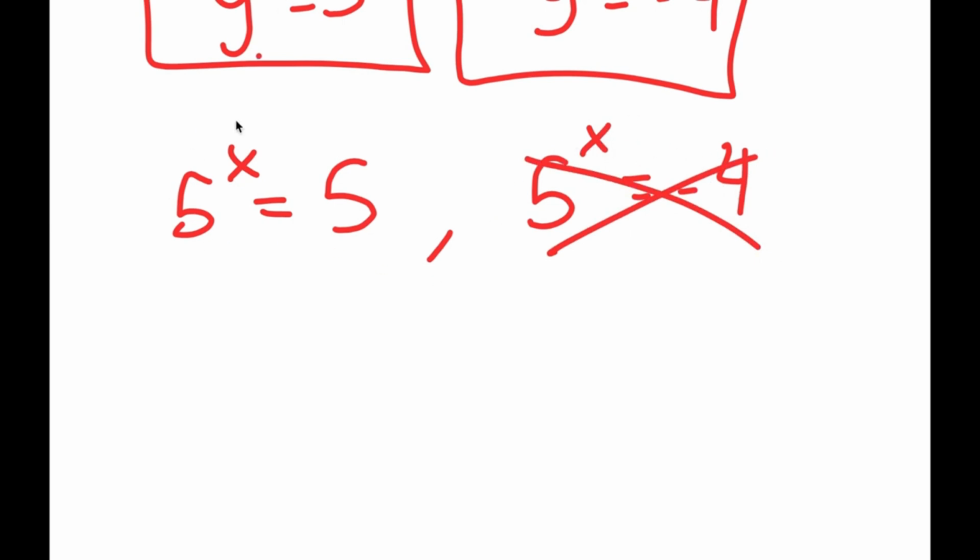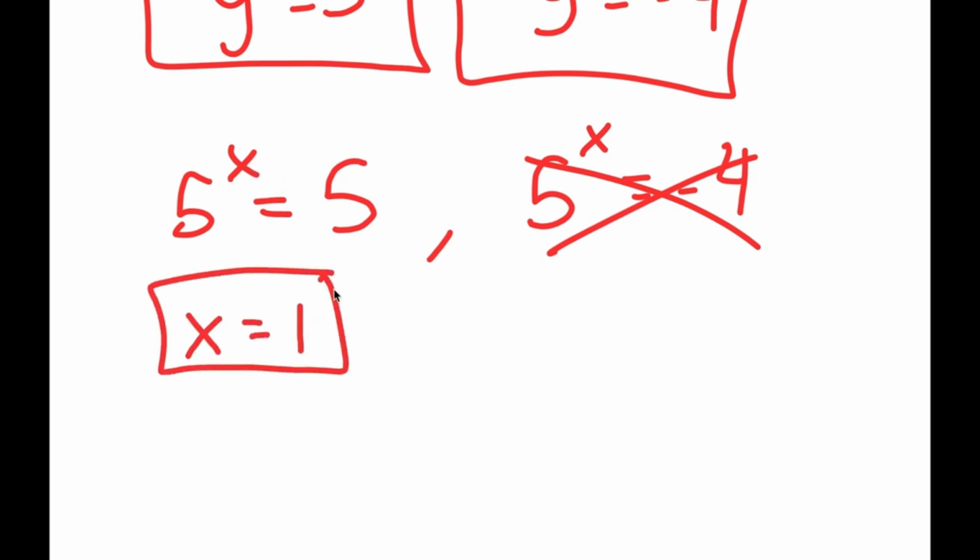And for 5 to the power of x equals 5, to solve this, what most people do for other exponential equations is take the log and do a bunch of other stuff. But as over here, we could just see 5 to the power of 1 is going to equal 5, because anything to the power of 1 is itself. So this is my solution.